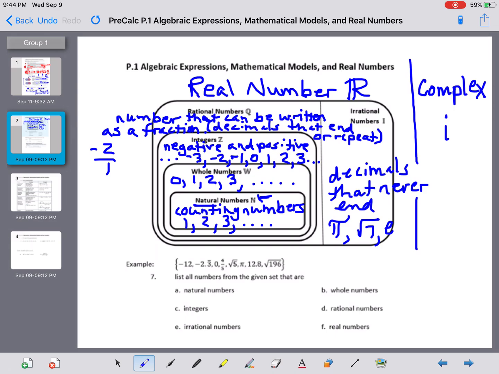For the most part, in algebra, we stuck to that real number R, but that complex did sneak in there. We're going to see both of them. We're going to graph both of them. We're going to work in both worlds, complex and real number R. So it's important to kind of know those differences, okay?